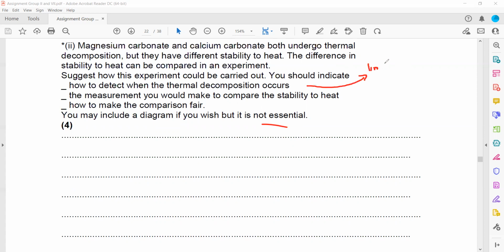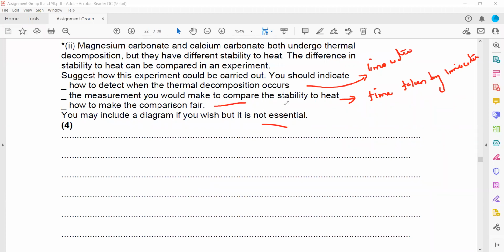How to detect when the thermal decomposition occurs? For that, we will use lime water, because when the lime water turns milky, we can identify it. The measurement you make to compare the stability is the time taken by the lime water to change color. If the lime water turns milky in a short time, it means it decomposes at a low temperature. If lime water takes longer, it means it is decomposing at a high temperature.